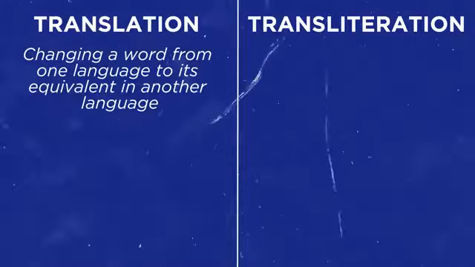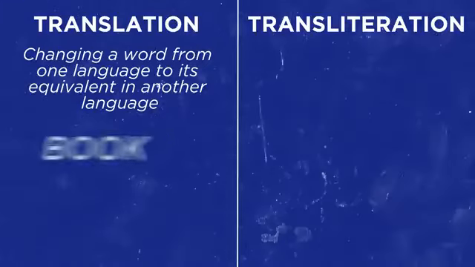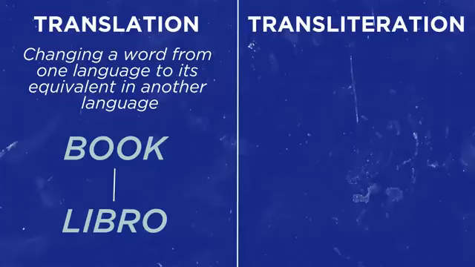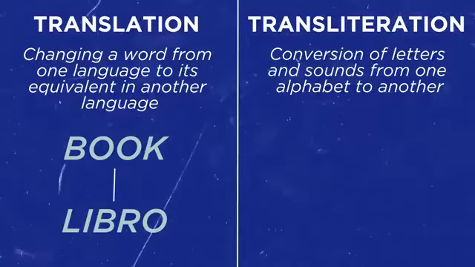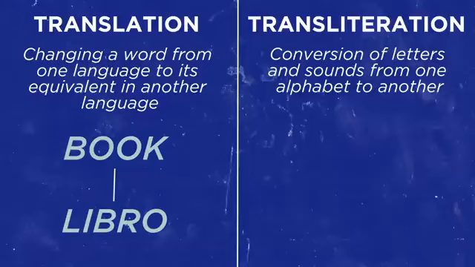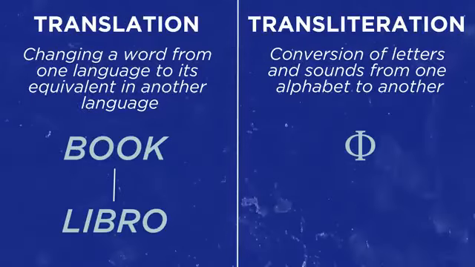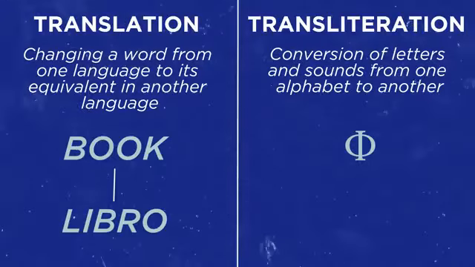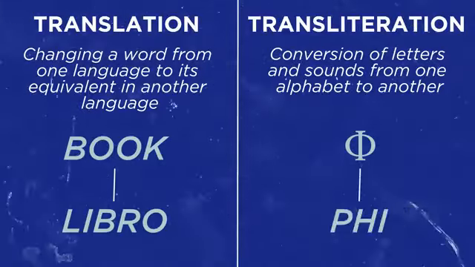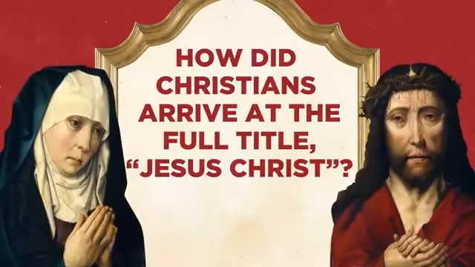Translation is the act of changing a word from one language to its equivalent in another language, like book in English becoming libro in Spanish. But transliteration is the conversion of letters and sounds from one alphabet to another. For example, Greek has the letter phi, but that letter isn't a part of the alphabet in English, so it's phonetically transliterated phi. But that brings us to our third and final question. How did Christians arrive at the full title, Jesus Christ?